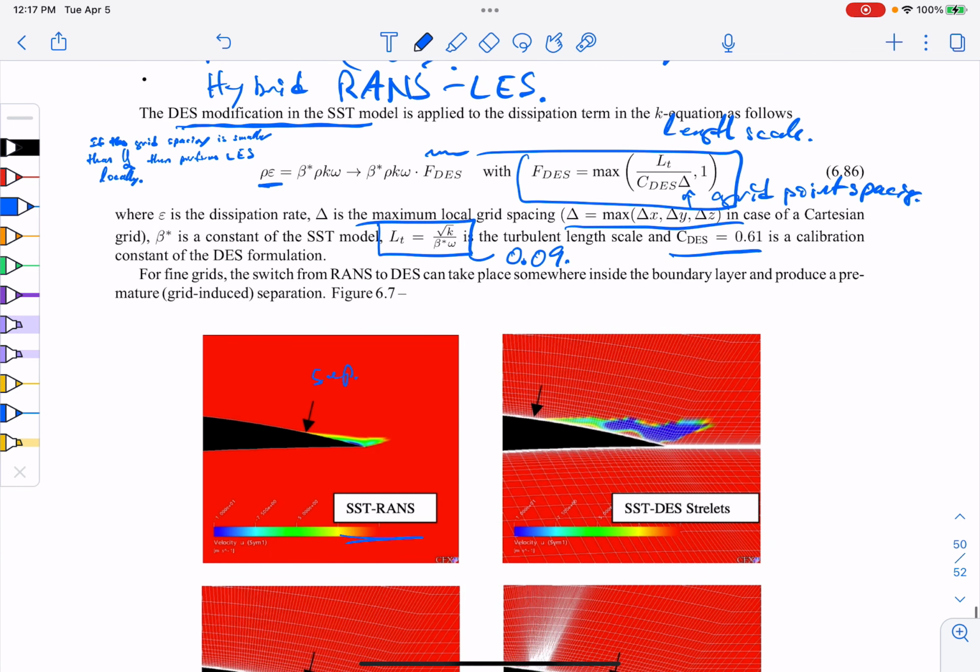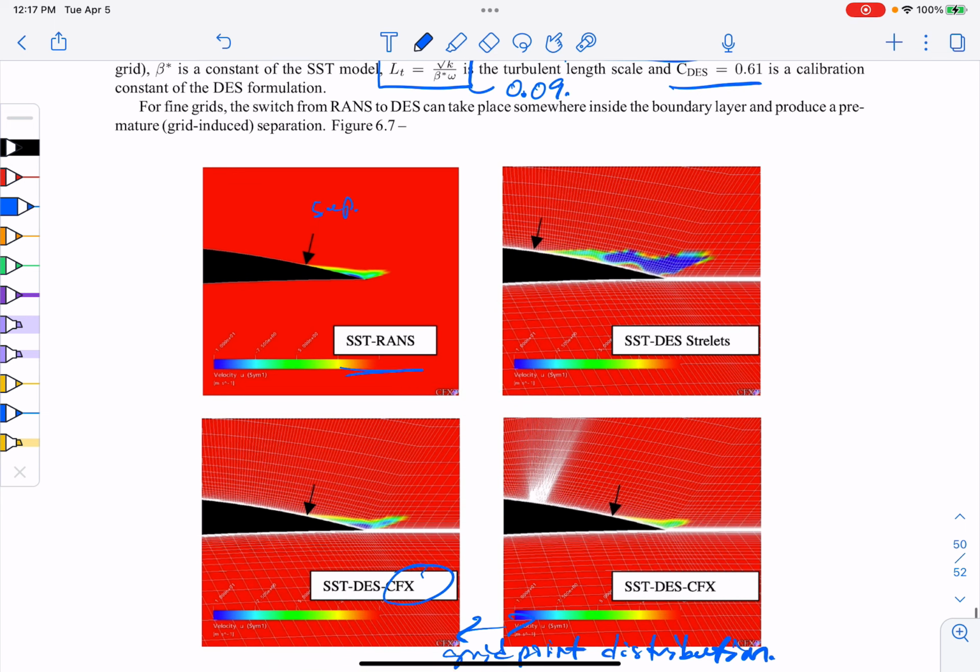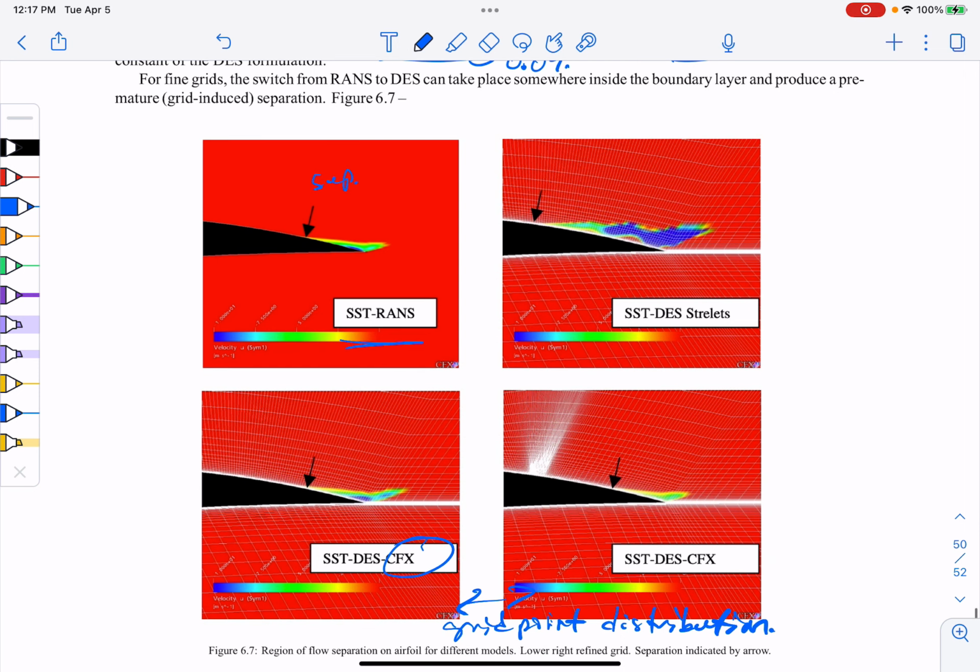Why? Because switching from your RANS model to your DES, or detached eddy simulation model, depends on your minimum grid point spacing. So sometimes these models, especially early ones, are even more sensitive to grid point spacing. Without getting into too much detail, a lot of the work in this DES field has been to try and create models which are less sensitive to grid point spacing.